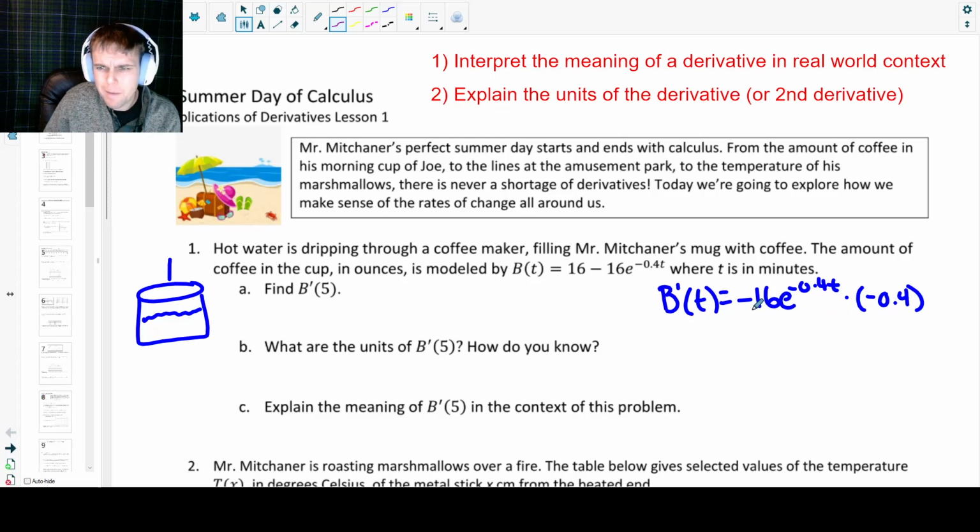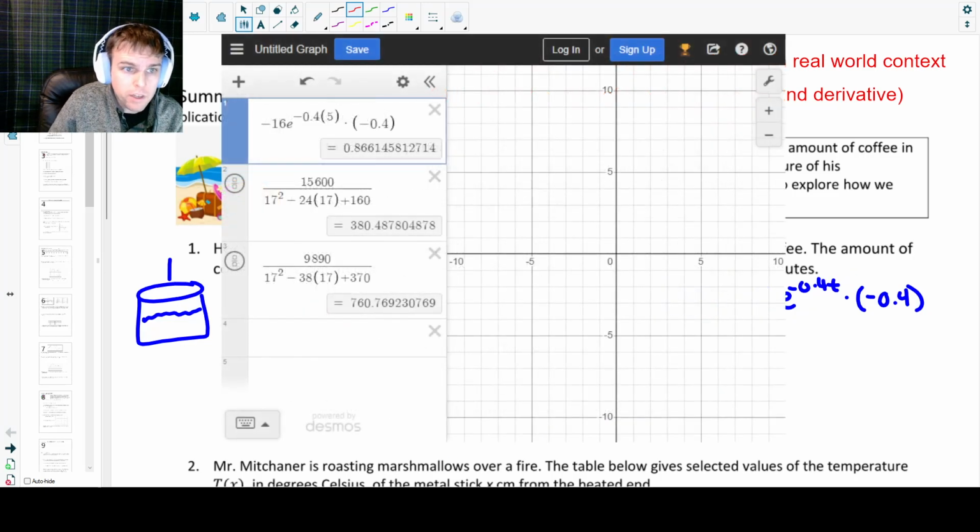There's a little bit of cleaning up we could do with this. We can multiply these constants together, but I'm going to leave it like it is. Okay, so the next step is to evaluate this derivative at 5, so b prime of 5. That's just achieved by replacing our t with the value 5, and I'll show that on Desmos.